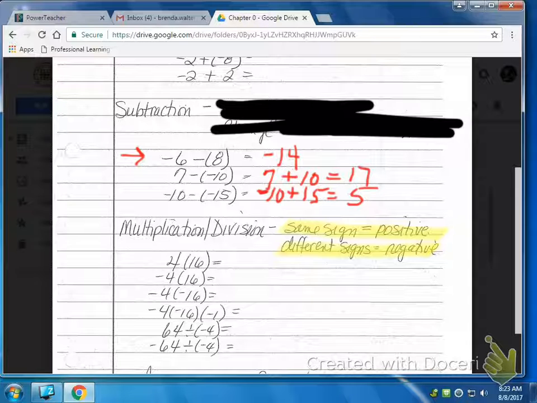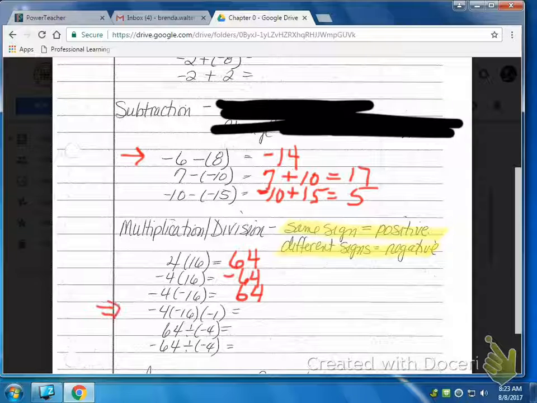I've got a bunch of these with the same 2 numbers just to show you the difference. If it would be +4 times +16, the answer is going to be 64, and it's positive. How about -4 times 16? -64. -4 times -16? +64. Signs the same, it's positive.